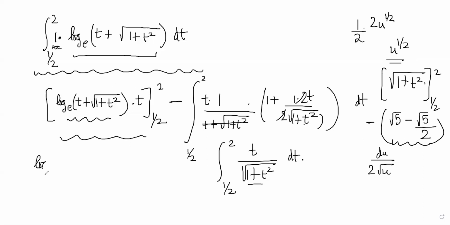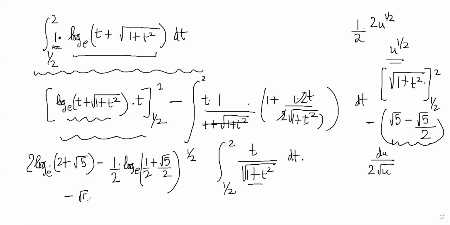So here you will get log e 2 plus, this is going to be root 5 multiplied by 2 minus half log e half plus root 5 by 2. And you have a minus root 5 common. So this is root 5 by 2 only. So minus root 5 by 2 coming out here. A little bit of simplification will be required and you can check from the options. But this method is correct. There is no issue here. Integration by parts works easily, right?